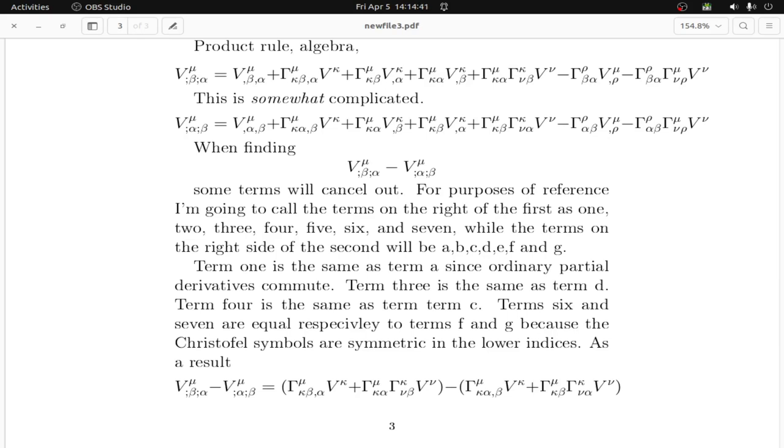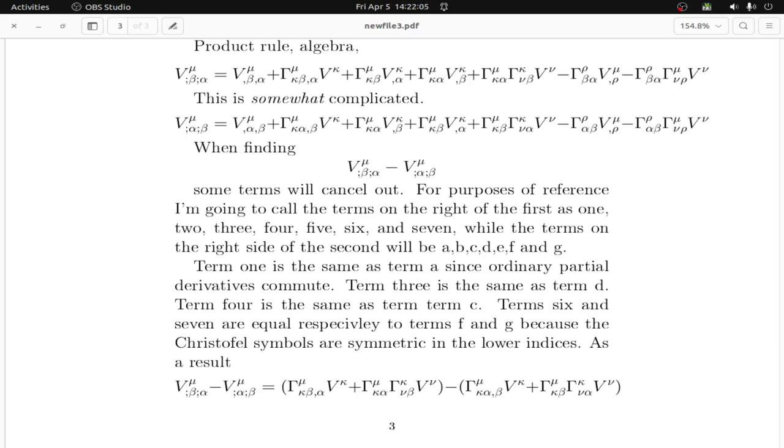For purposes of reference, in the first equation, I'm going to call the terms on the right 1, 2, 3, 4, 5, and 6. The terms on the right in the second equation will be A, B, C, D, E, F, and G. Term 1 is the same as term A because ordinary partial derivatives commute. Term 3 is the same as term D. Term 4 is the same as term C. Terms 6 and 7 are equal, respectively, to terms F and G because the Christoffel symbols are symmetric in the two lower indices. As a result, a lot of things cancel out, and we're left with a somewhat less monstrous looking formula.